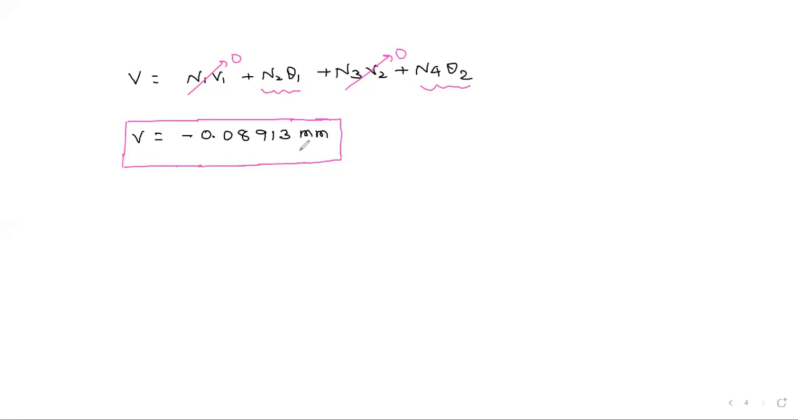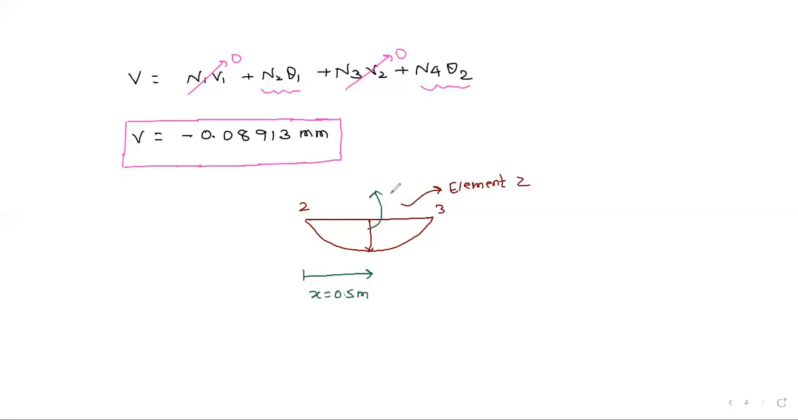If you want to represent it, you can represent it in element number 2. This is your element 2, that is node number 2, node number 3. Here at the center, that is from here x is equal to 0.5 meter, we have the vertical deflection V, and that value is 0.08913 mm. That's it. You can represent it in this form also.